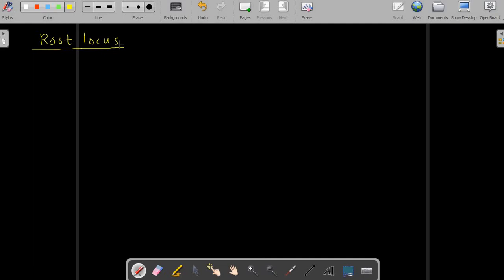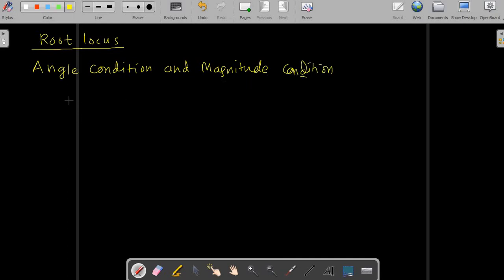Now, before we begin with the actual procedure of sketching the root locus, we need to understand an important concept, that is angle condition and magnitude condition. Let me write here angle condition and magnitude condition. What are these conditions that we will try to understand?